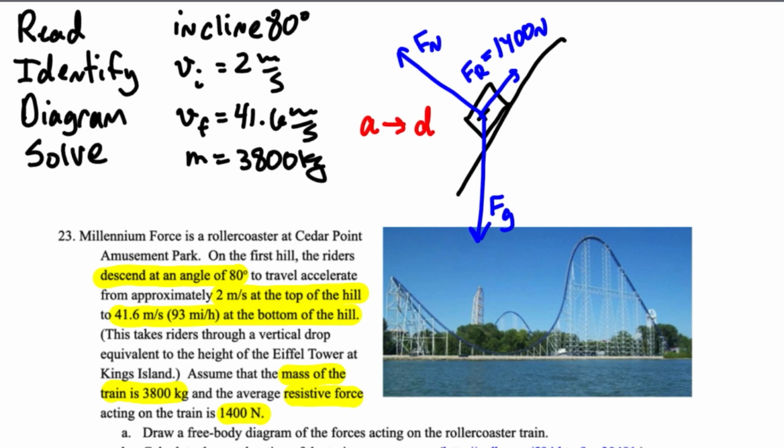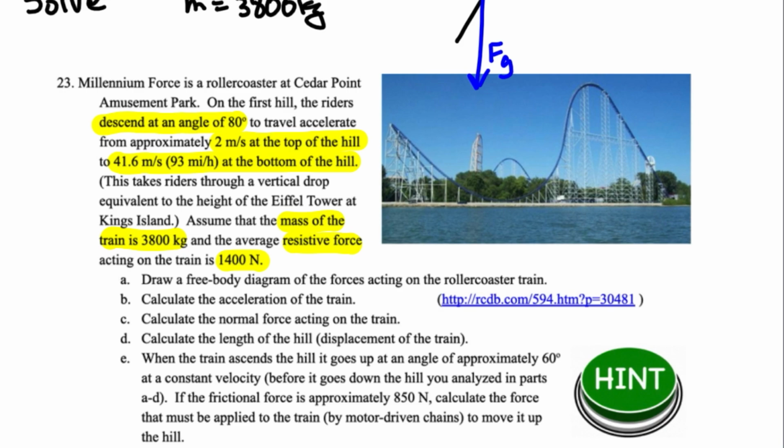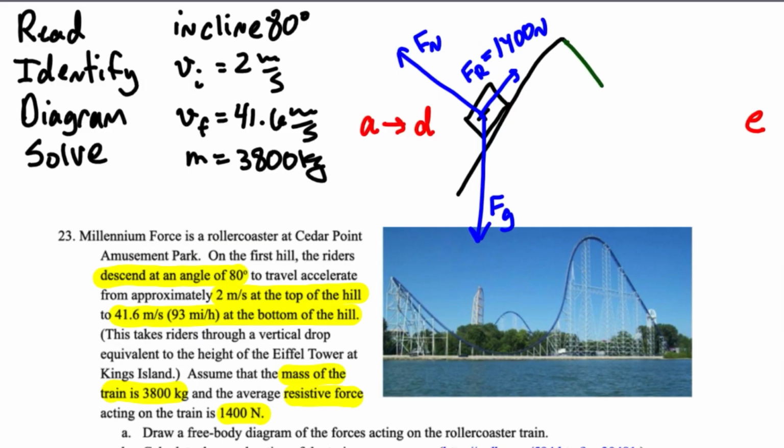Parts A through D are the downhill, but E is the uphill. So read, because you have different information given. So we're going to now diagram and identify still the same weight, and we still have the normal force, and we still have a resistive force, but it's a different value.